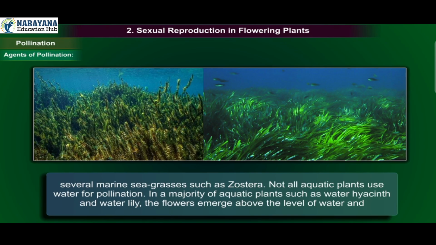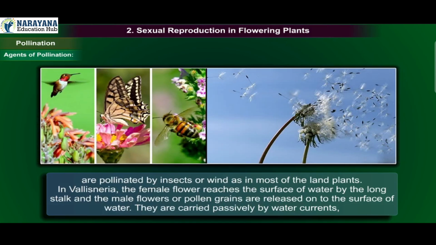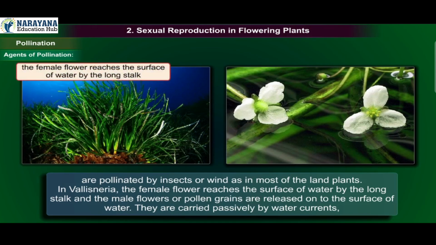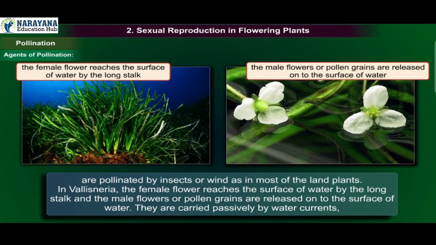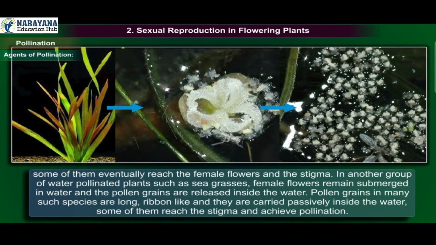In a majority of aquatic plants such as water hyacinth and water lily, the flowers emerge above the level of water and are pollinated by insects or wind as in most of the land plants. In Vallisneria, the female flower reaches the surface of water by the long stalk and the male flowers or pollen grains are released onto the surface of water. They are carried passively by water currents. Some of them eventually reach the female flowers and the stigma.